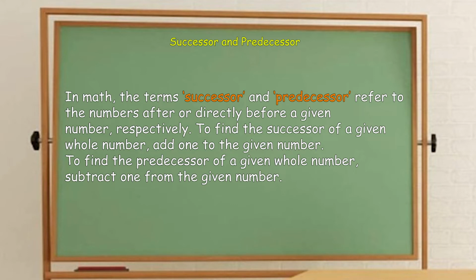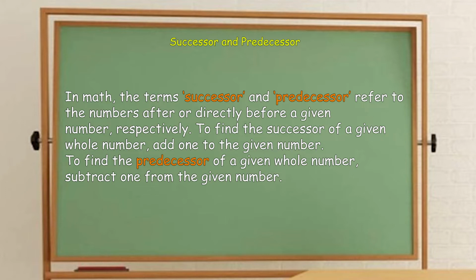Now, in mathematics, the terms successor and predecessor refer to the numbers directly before and after a given number. To find the successor of a number, we simply add 1 to that number. And to find the predecessor of a number, we simply subtract 1.